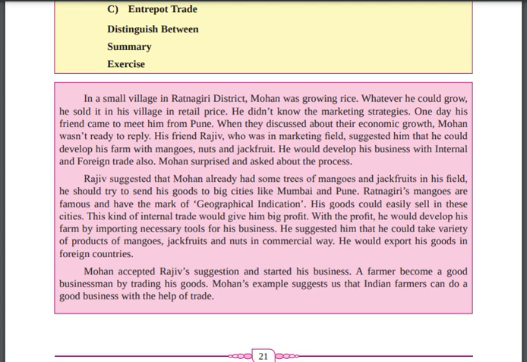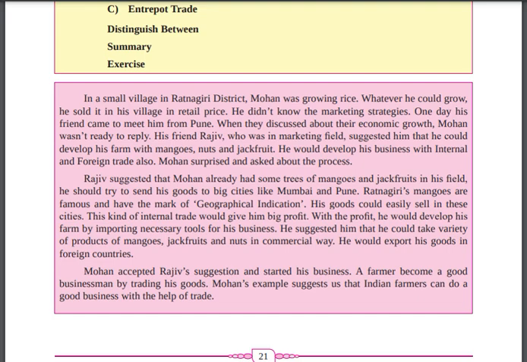He should try to send his goods to big cities like Mumbai and Pune. Ratnagiri mangoes are famous and have the mark of geographical indication. So Rajiv suggested that since you already have mango trees, just send samples to the cities, because according to the geography, Ratnagiri mangoes are more famous, and his goods could easily sell in these cities. This kind of internal trade would give him a big profit.